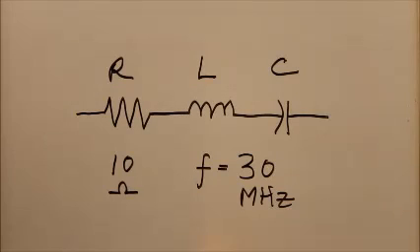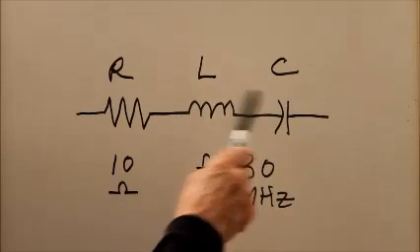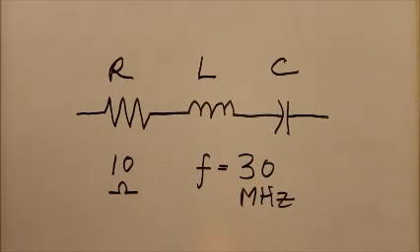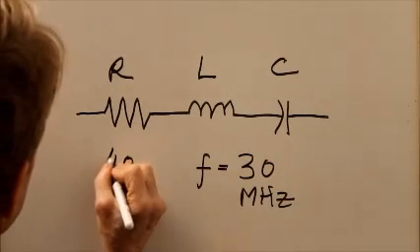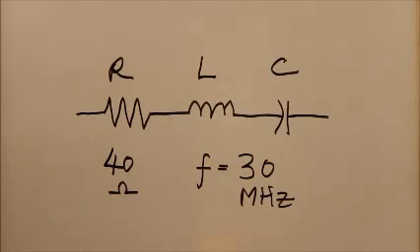It's easy enough to check that out with an ohm meter. We don't necessarily have to know what these component values are. All we know is that the resonant frequency is 30 megahertz. If we change that resistance to 40 ohms, what's going to happen to this resonant frequency? Is it going to go up? Is it going to go down? Is it going to stay the same?